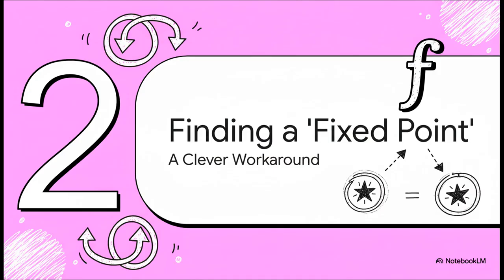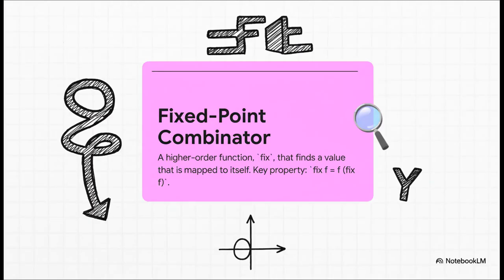Well, the solution actually comes from a really beautiful idea in mathematics. Instead of trying to make a function call itself by name, we're going to find a special value for that function. A value that, when you plug it into the function, just spits that same value right back out. It doesn't change it. That's what we call a fixed point. And the tool we use to find this special value is called a fixed point combinator. Just look at that equation on the screen, because that's where the magic happens. You see how fix f on the left is the exact same thing that's being passed into f on the right? That, my friends, is recursion. We just kind of snuck it in through the back door.